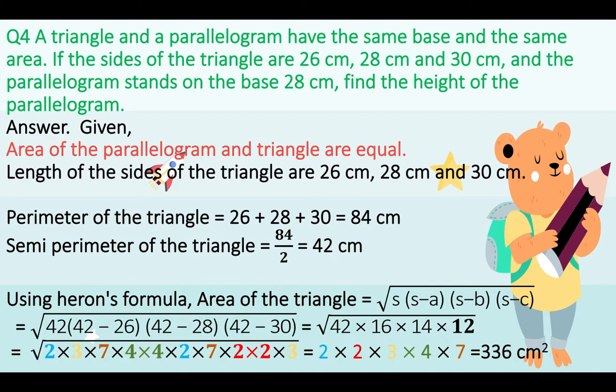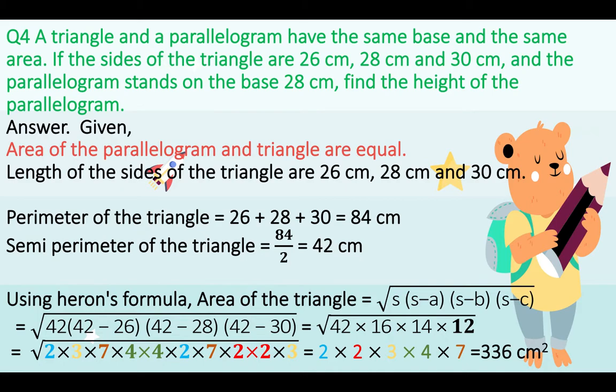We are given the three sides of the triangle. Let the sides be a, b, c and the values are 26 centimeters, 28 centimeters and 30 centimeters. Let's first calculate the perimeter. Perimeter is equal to the sum of all the sides, so this is equal to 84 centimeters. Semi-perimeter is equal to perimeter divided by 2. This comes out to be 42 centimeters.